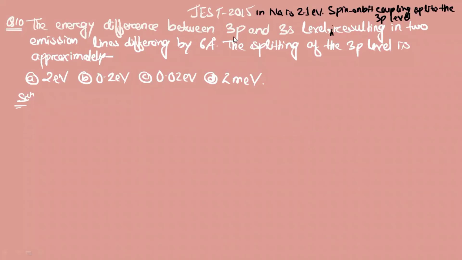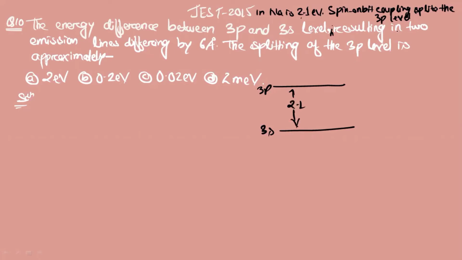Here you say the energy difference between 3p and 3s level in sodium is 2.1 electron volt. Spin orbit coupling splits the 3p level into emission lines differing by 6 Angstrom. All right. So the splitting of the 3p level is approximately what? So you will have to tell what is the splitting of the 3p level. Okay. So here you see the energy difference between 3p, suppose this is the 3p level, and this is the 3s level. Okay. So the energy difference in sodium is 2.1 electron volt.